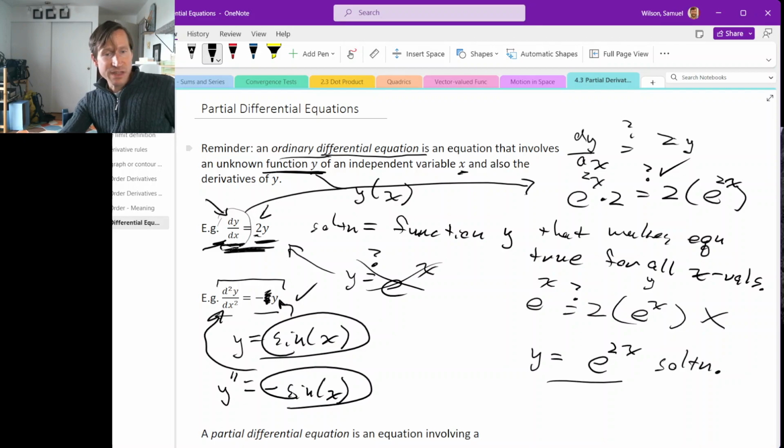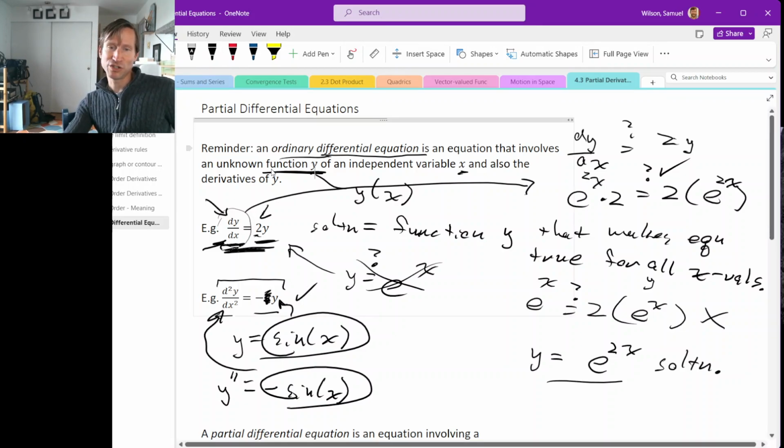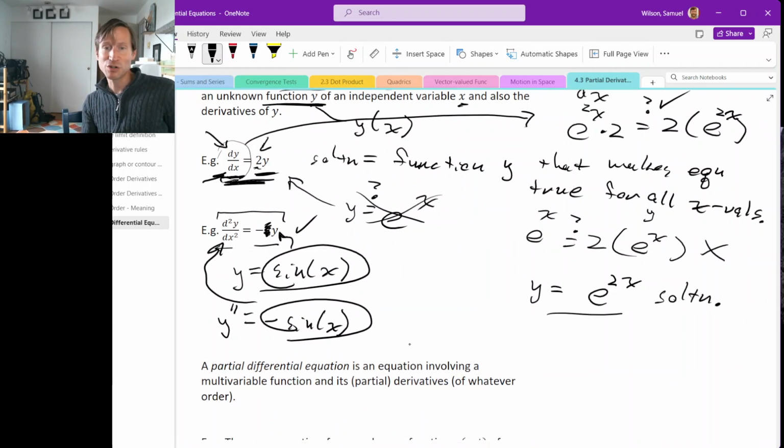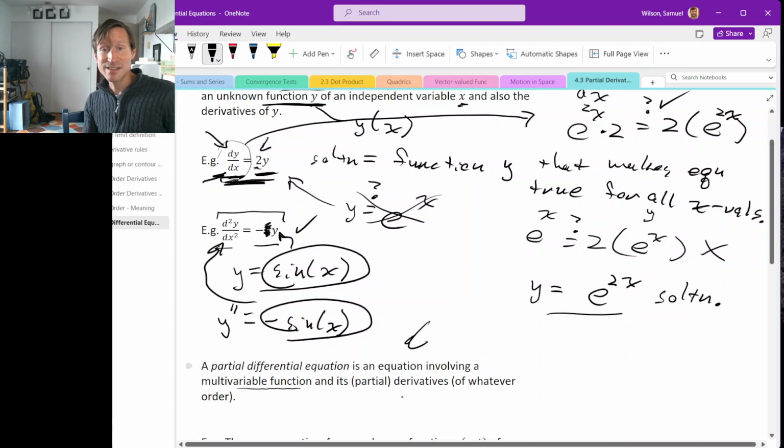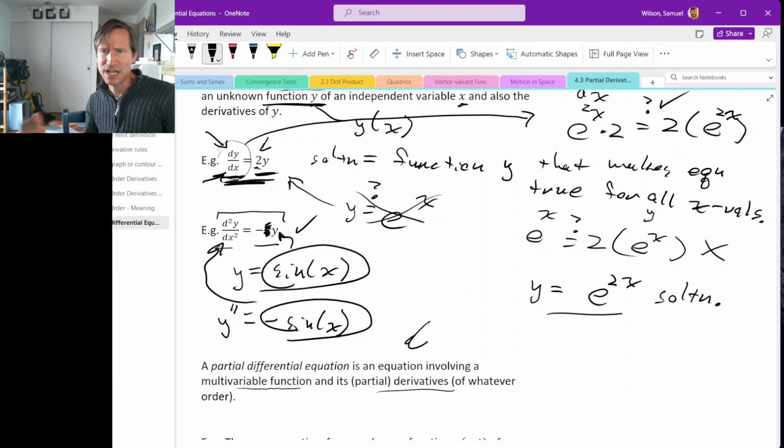The variation on the theme here is called a partial differential equation. A partial differential equation is an equation involving an unknown multivariable function and the partial derivatives of that function. And the derivatives might be any order. Okay, so let's look at a couple examples.